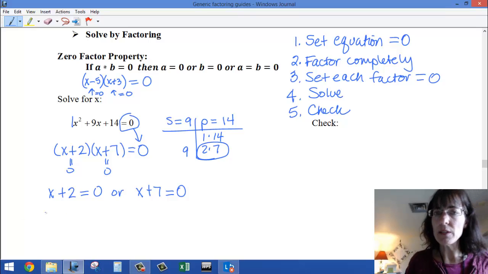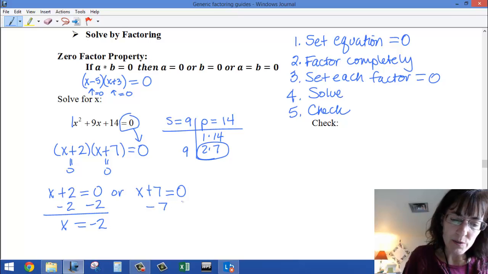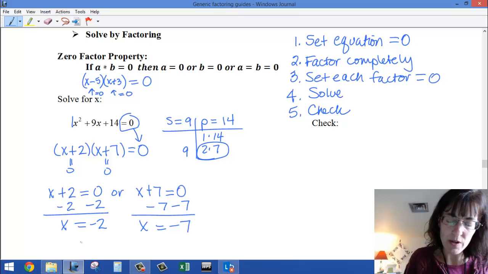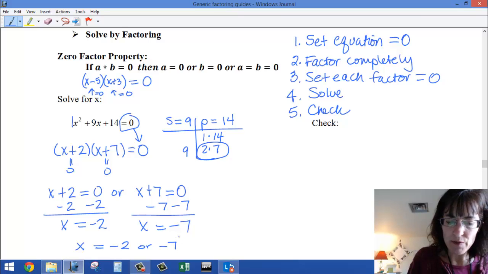So now I have some simple equations to solve, so we're on step 4 there. Subtract 2 here from both sides, and I get x equals negative 2. And then here I'll subtract 7 from both sides, and I get x equals negative 7. So my solution is x is negative 2 or negative 7. And that's how I would write it.